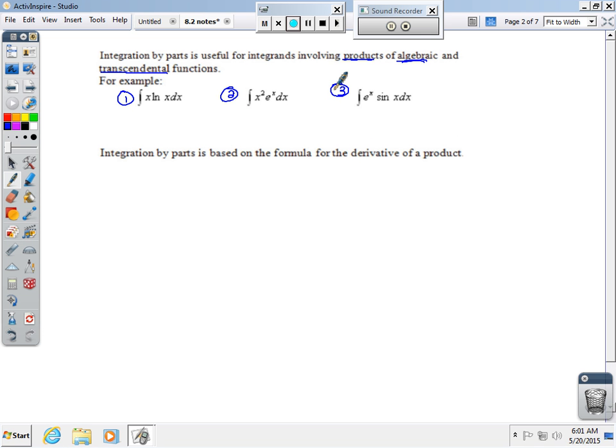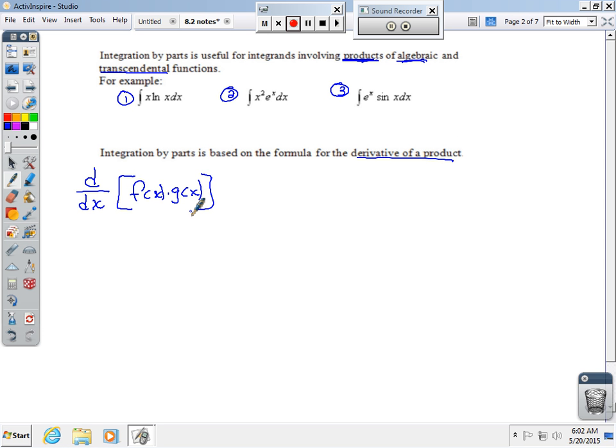Okay, so integration by parts. It's based on the formula for the derivative of a product, and again, it's for integrands involving products. So I'm going to quickly derive this rule for you. I'm going to do it two ways: in terms of f of x times g of x, and also as u times v, just so you can see both methods. The first thing, it starts off as the formula for the derivative of a product, the derivative of f of x times g of x.